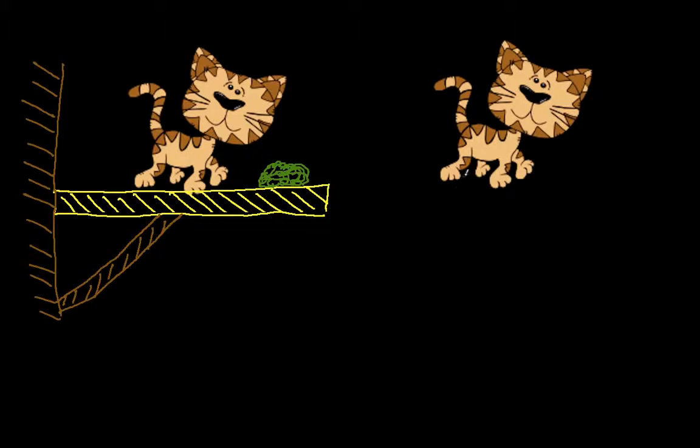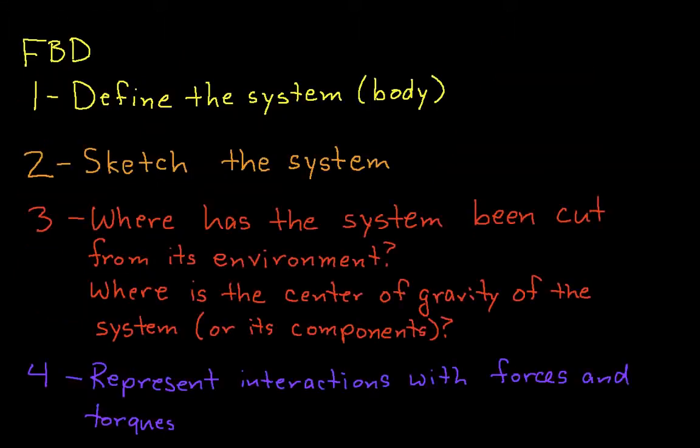All we have is the system of interest, which in this case again is our cat. And typically when we draw this system, we are interested primarily in the shape of the system and not the internal workings of the system. So in this case we haven't drawn any parts of the skeleton or any of the stuff inside the cat. Okay, so that's part two, to sketch our system. Step three is to determine where the system has been cut from its environment and where the center of gravity of the system is, or of components of the system if you want to work with those.